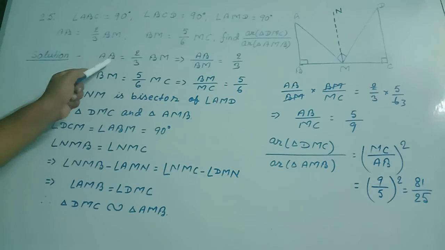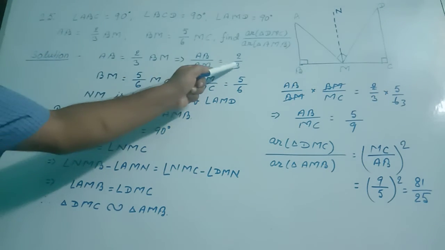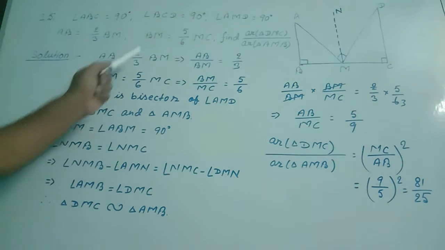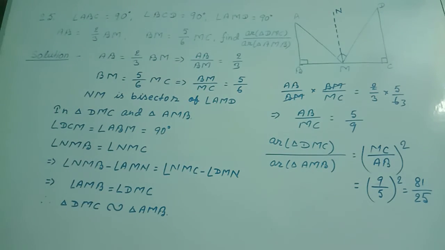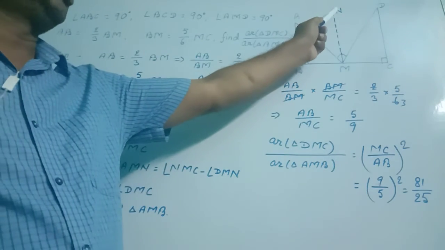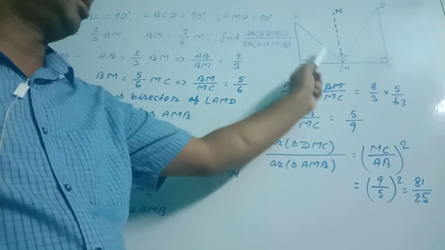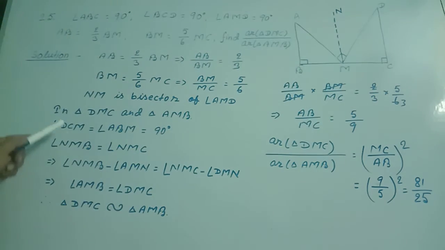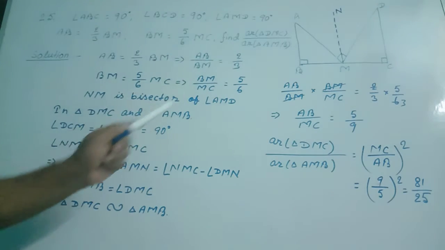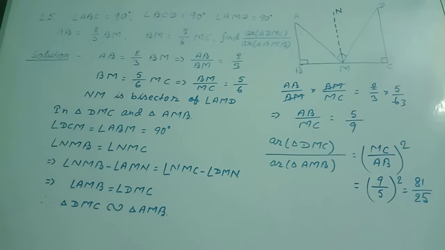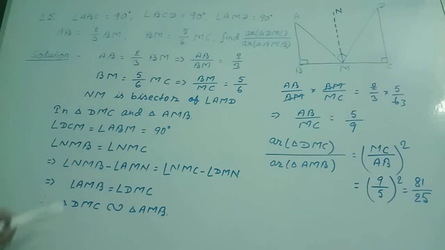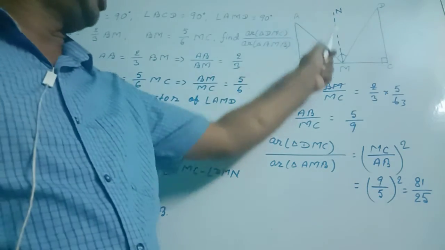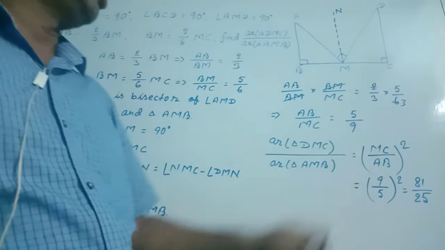From this, AB equal to 2 by 3 BM, so AB by BM equal to 2 by 3, and BM equal to 5 by 6 MC, so BM by MC equal to 5 by 6. From our side we have done a construction. NM is the bisector of angle AMD. Now in triangles DMC and AMB we want to prove these two triangles are similar. The first condition is angle DCM equal to angle ABM equal to 90 degree, and angle NMB equal to angle NMC.